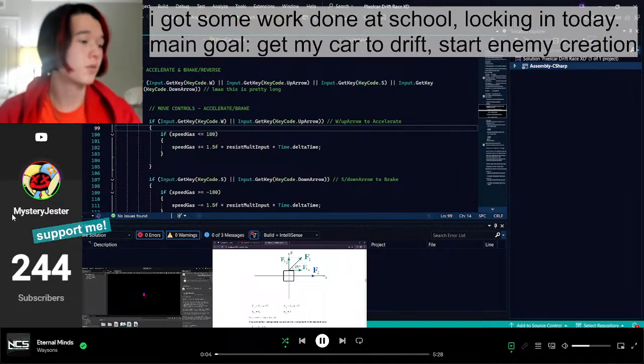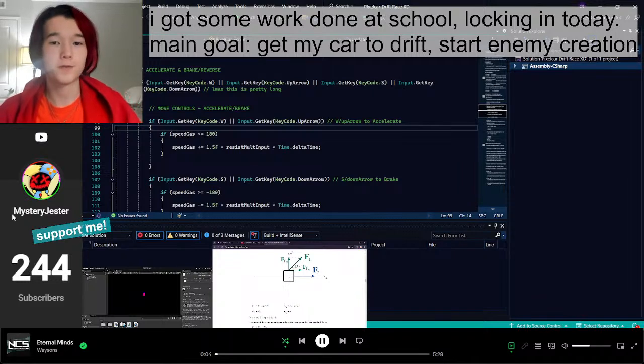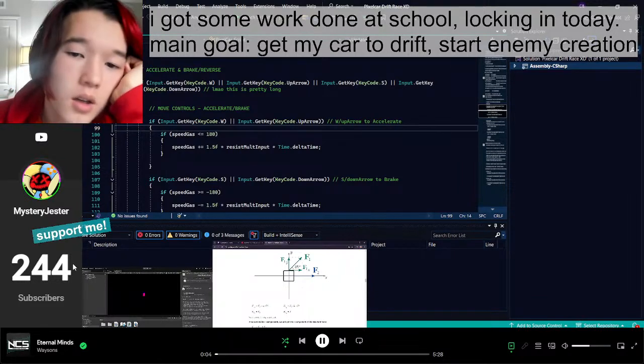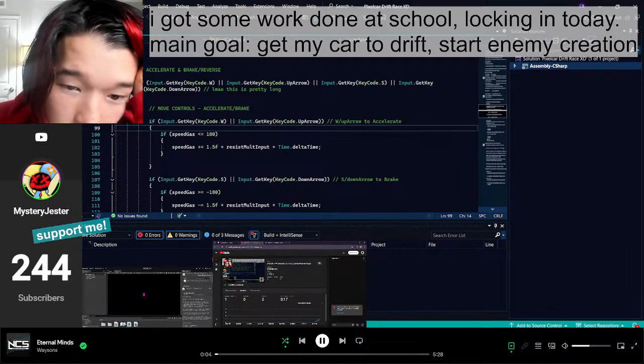I mean, I could just make a formula for this. This is easy. Let's make a formula, plug it all in, and then it's easy. In theory, of course. In practice, I don't know. I don't know, man.